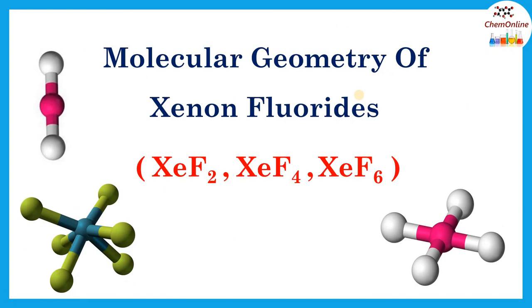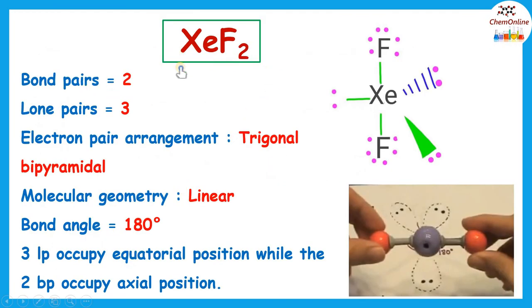Now let's see the molecular geometry of xenon fluorides. So we have XeF2, XeF4 and XeF6. In these three molecules, there are varying numbers of bond pairs and lone pairs. And let's see how the difference in the number of bond pairs and lone pairs affect the geometry of these molecules. First is XeF2. Now xenon is an inert gas and it has an octet configuration. That means xenon has 8 valence electrons.